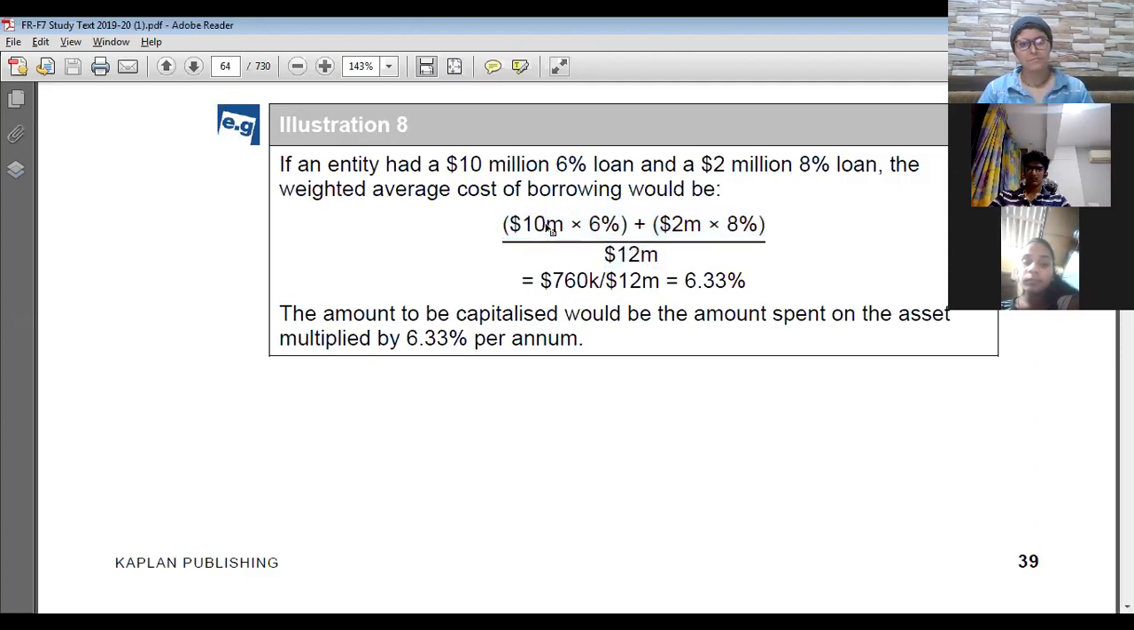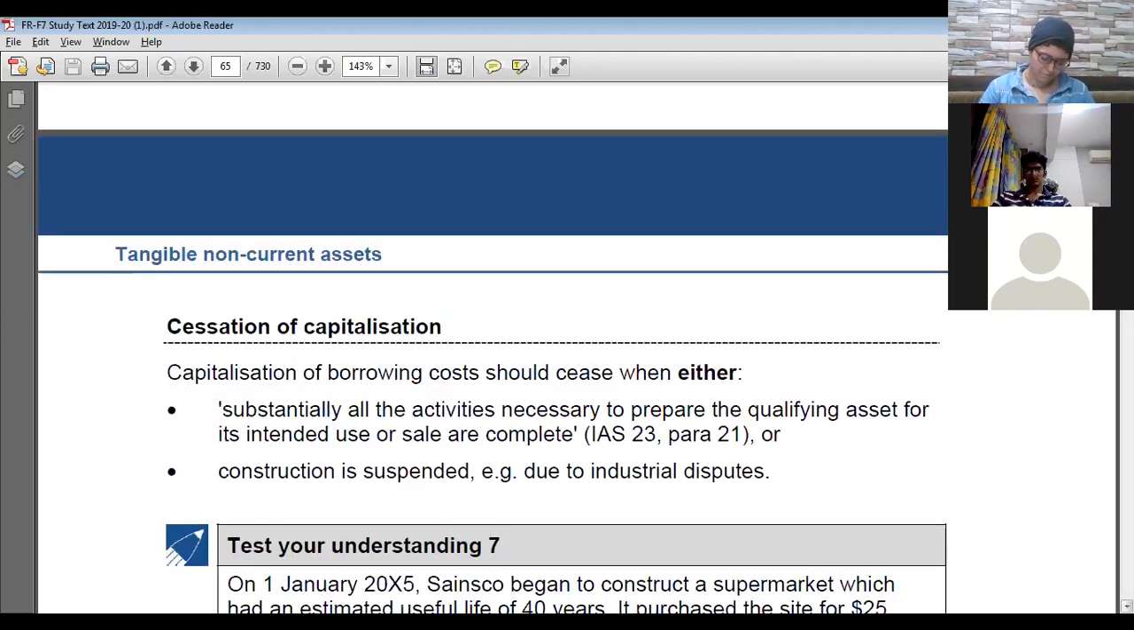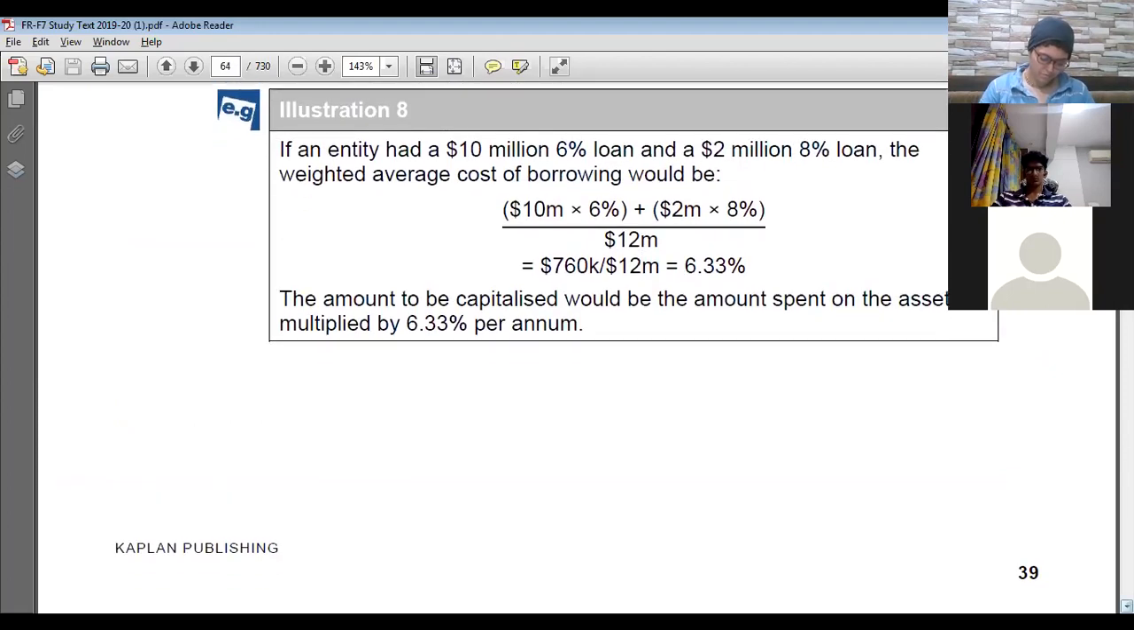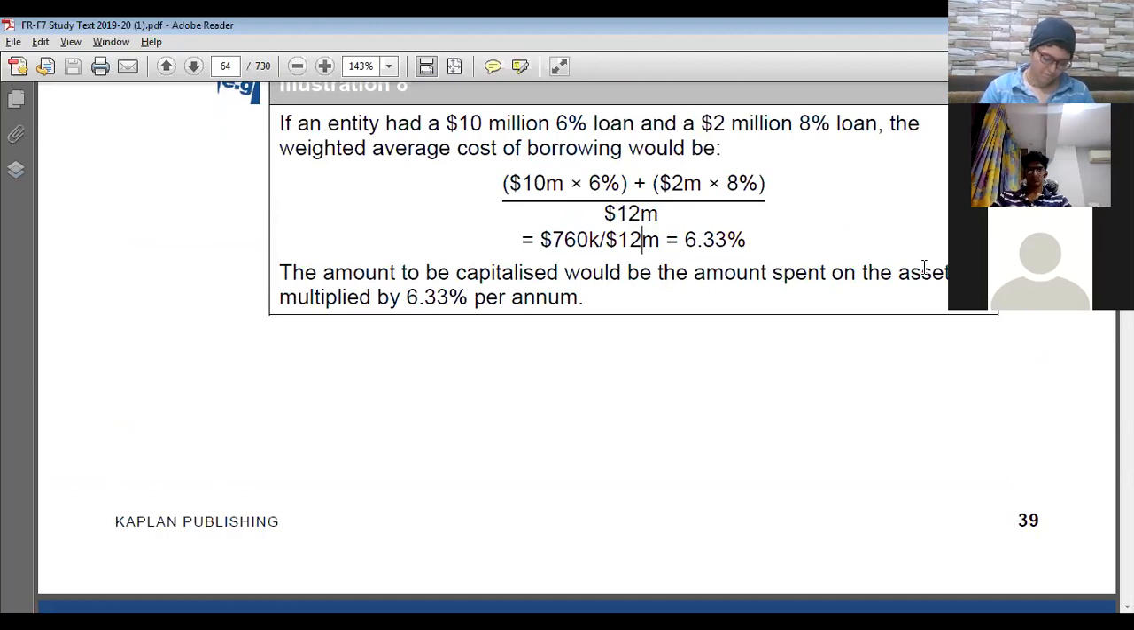That's first of all, here we will add the interest cost of the both the borrowing. That is, first is 10 million 6%. So 10 million into 6%, that is the interest cost on first loan, plus 2 million into 8%, that is interest cost on second loan. That means we are finding out what is our total interest cost divided by the total borrowings, that is 10 million plus 2 million. So we'll get the average rate of 6.33%. So 6.33% is the rate at which we will capitalize the amount.